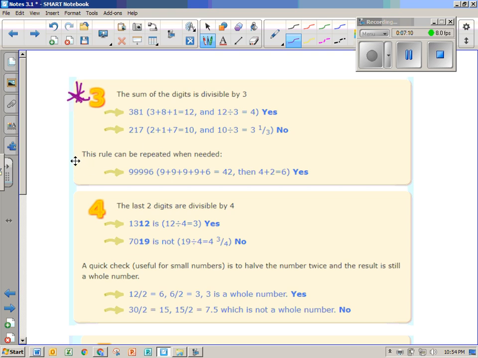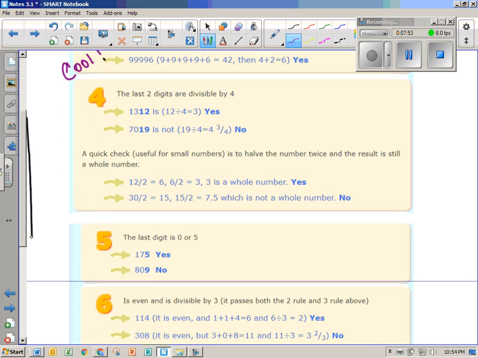This is the interesting part right down here that I'd never really thought about before, but this rule can be repeated. So for example, this is a really big number. When you add it all up and you get 42, say you don't know if 42 is divisible by 3. Well, then you could just add up 4 and 2 here, and you get 6, and that's divisible by 3. So that means 42 is divisible by 3, which means 99,996 is divisible by 3. That is super cool. Super handy. I love math facts that are super handy.